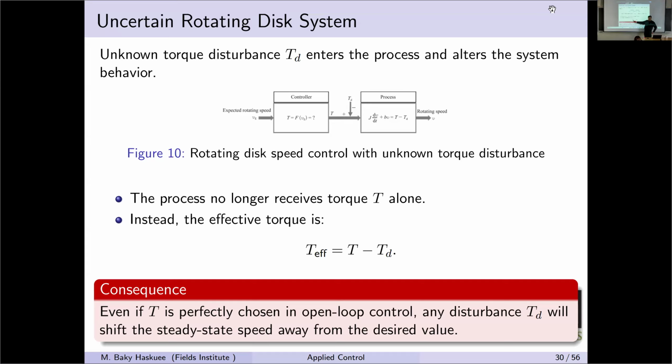So the effective torque will be T, the torque of the actuator, minus this one, because it negatively affects my system. Okay? So then if T is perfectly chosen in open loop control, we can assume that we have this one, okay? And we assume that this T is perfectly determined, for example, like the previous one. Again, this disturbance in open loop will affect our result, okay? And it will cause the steady state speed to be away from the desired value.